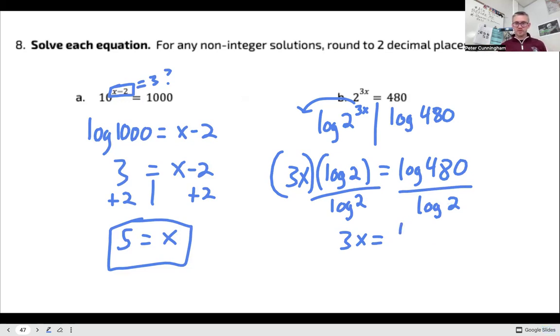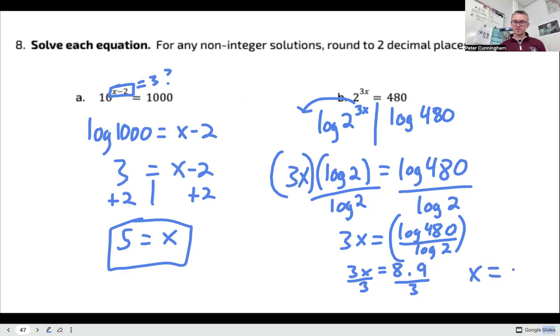I'm going to leave it as log 480 divided by log 2, because that's just one number, and that number ends up being 8.9-ish. Now we have 3x's. We don't want 3x's, we want one of them. Divide it by 3. Now you have x equals, I believe it was 2.97. If your answers were a little off from that, maybe you rounded in some different spots, but it should be close to 2.97.